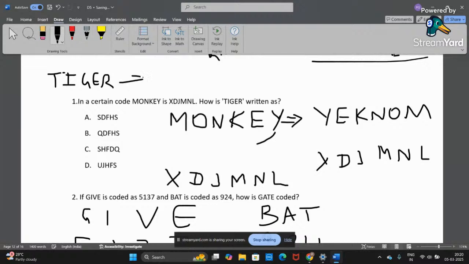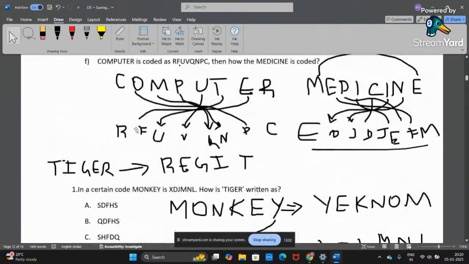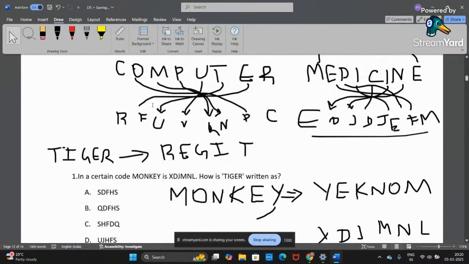So what do you have to do? We have to reverse it first: R E G I T. Then what do you have to do? We have to write the previous letter of each. So what is the previous letter of R? Q, right? Tell the answer.